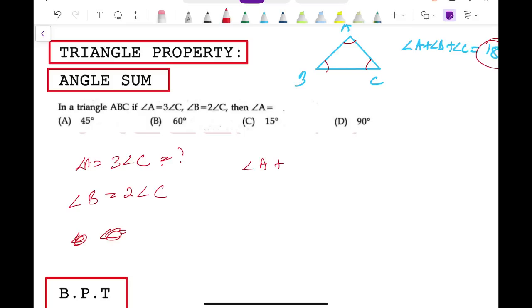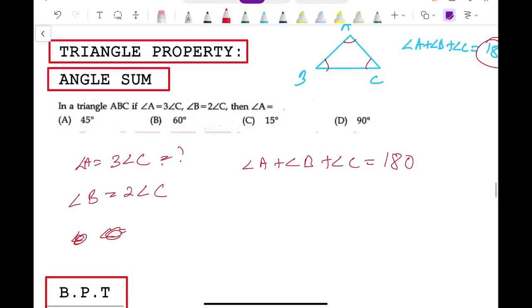Angle A plus angle B plus angle C is equal to 180. We know that because the sum of the angles of a triangle is 180. What is A here? A is 3 times of angle C. What is B here? B is 2 times of angle C, and I'll just write C as it is, which is equal to 180.